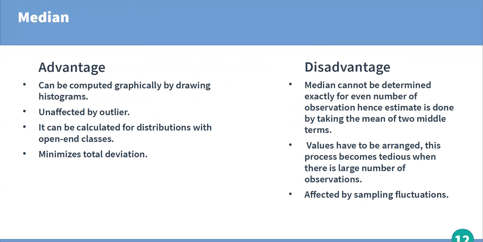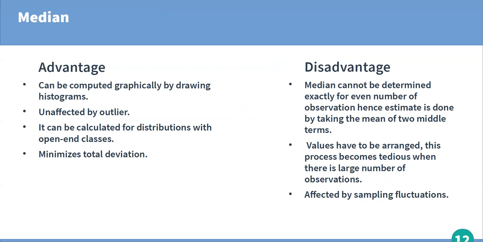Let's see what are the advantages and disadvantages of median. The median can be found by looking at the histogram, and it is not impacted by the outlier. In open-ended classes, we can still find the median, and it minimizes the total deviation. Coming to the disadvantages, the median cannot be determined exactly for an even number of observations, wherein we take the average.